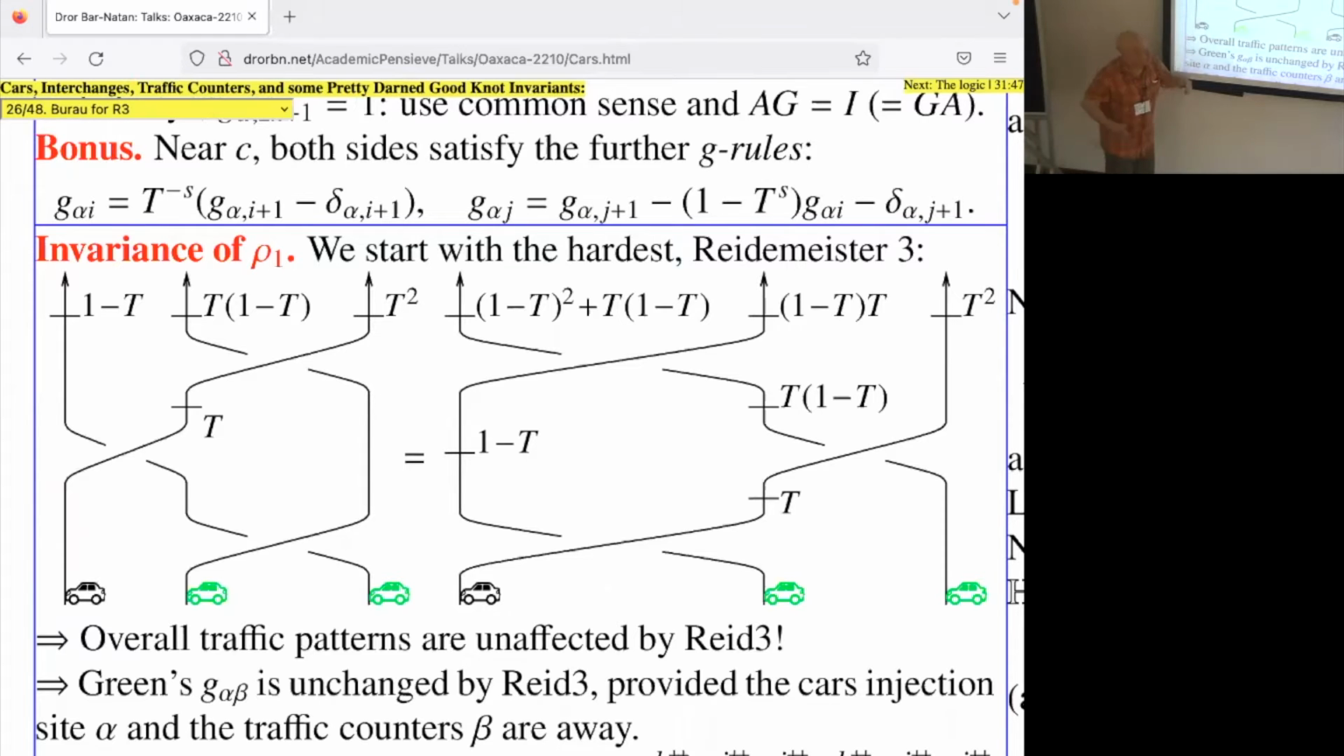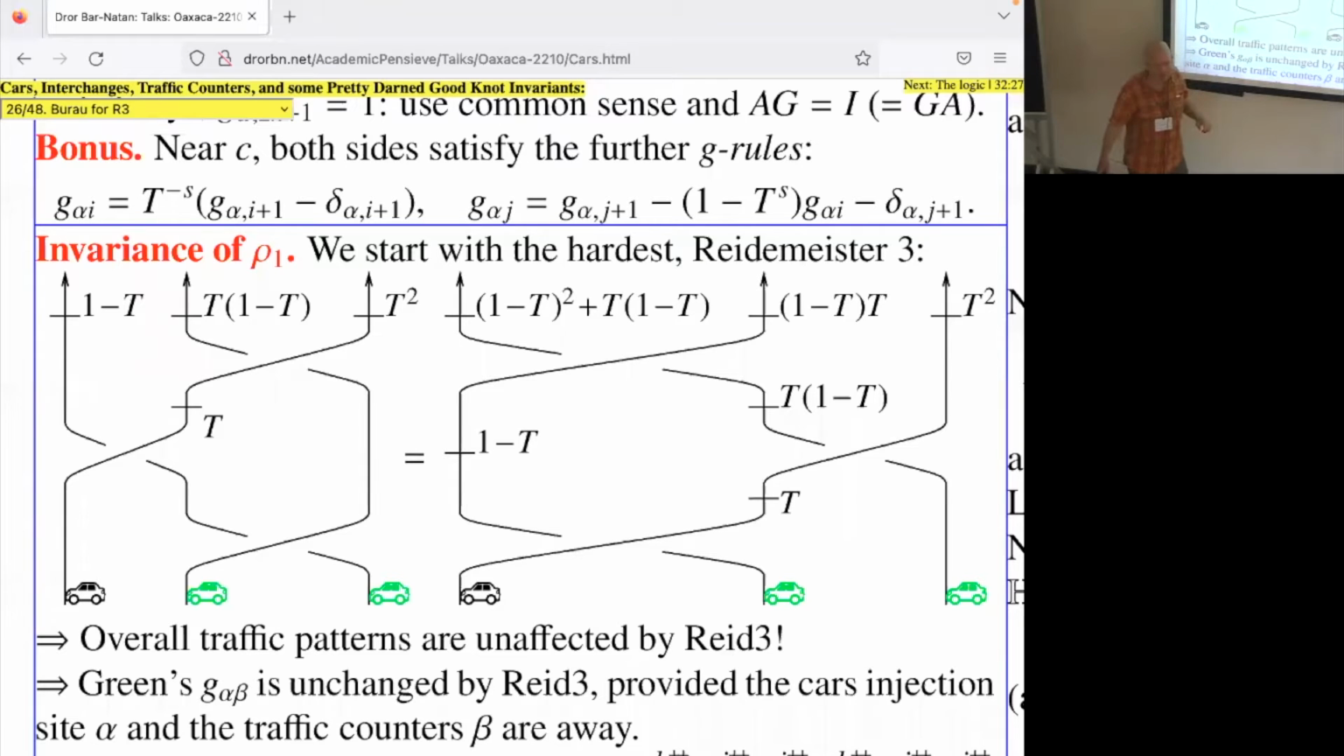Really, I'm repeating the invariance of the Bureau representation. So here are the two sides of Reidemeister 3. Suppose I'm injecting black cars on the lower left. Then here I will have a car with probability T. Here I will have a car with probability 1 minus T. If I continue, I'll have a car here with probability T squared. Here I drop down with probability 1 minus T. So the probability of seeing a car here is T. So the car counter here will measure T times 1 minus T.